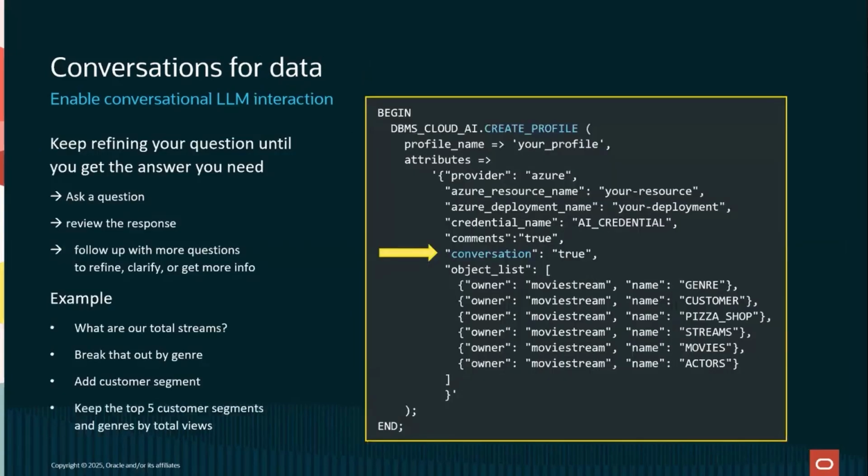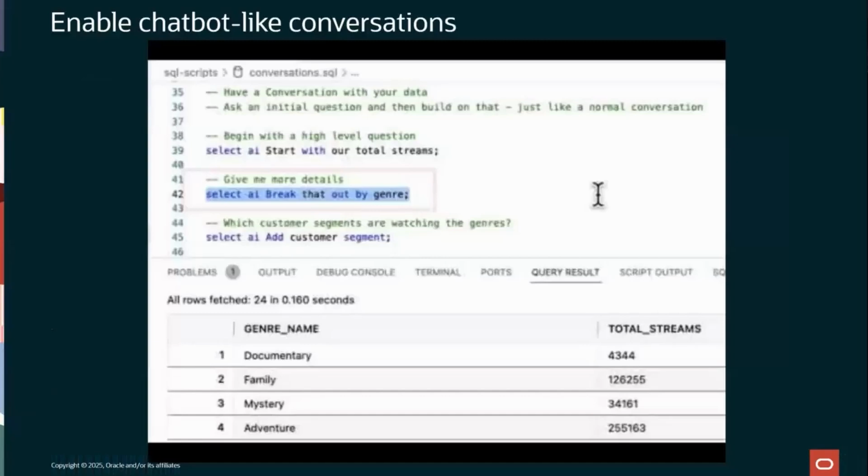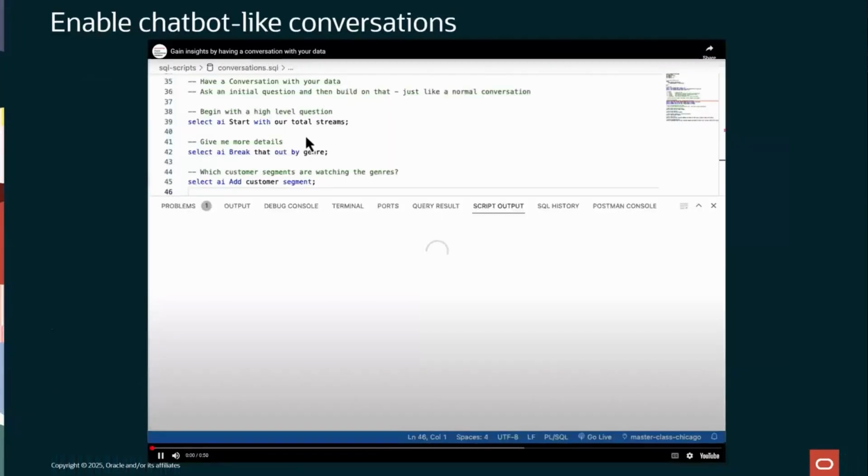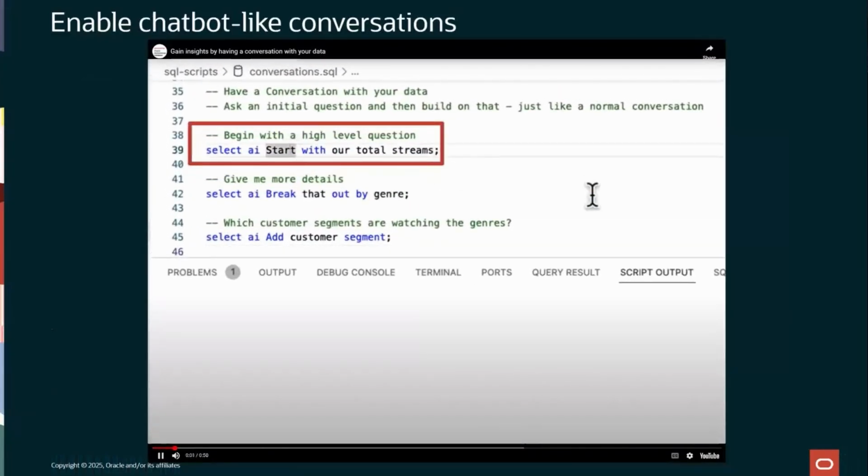Now, when it comes to conversations for data, we can combine this with the object list when we use run SQL and other NL2SQL actions. Using our movie stream database, we might ask what are our total streams, break that out by genre, add a customer segment, and then keep the top 5 customer segments and genres by total views. So here's a brief demo that illustrates using the conversation feature for iterative refinement.